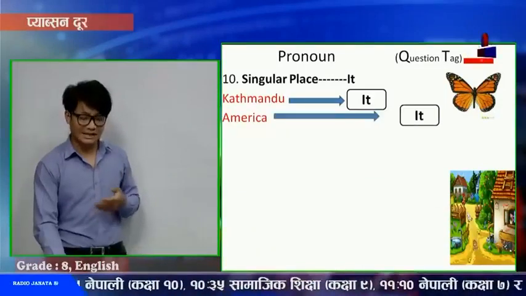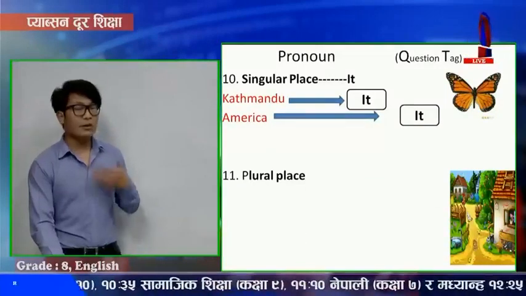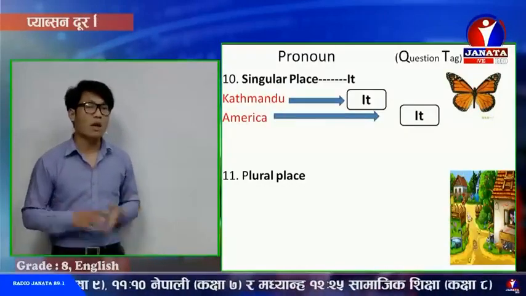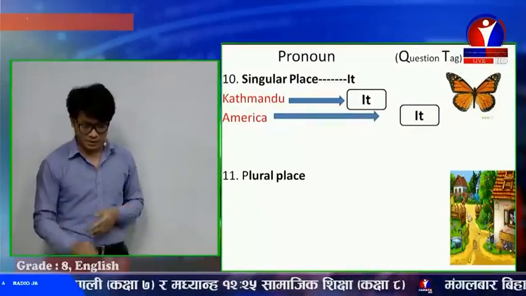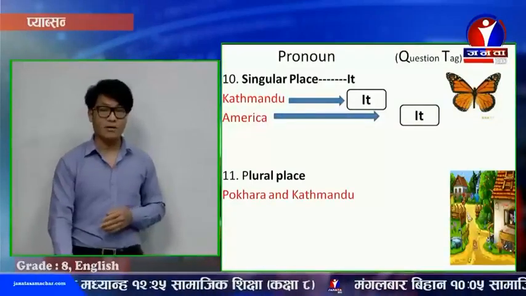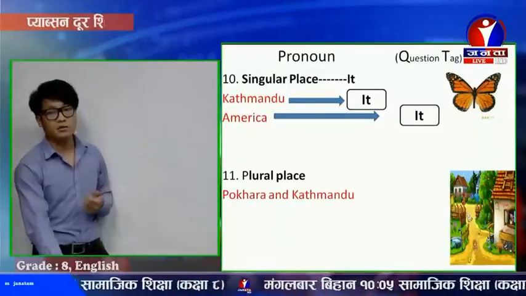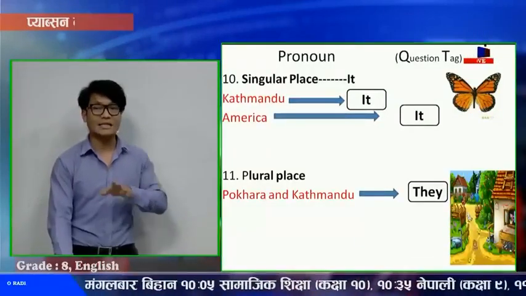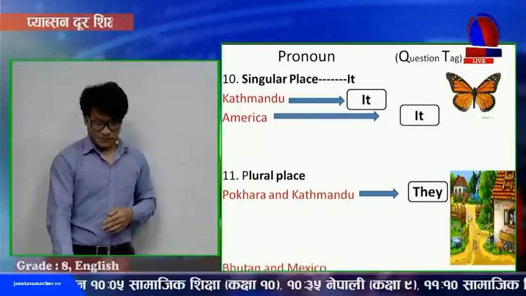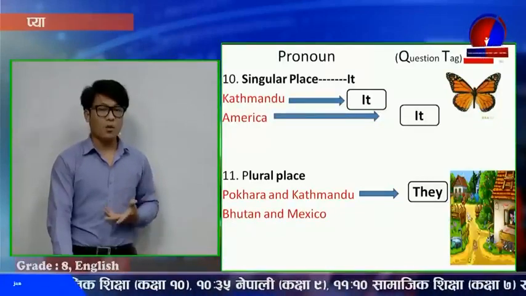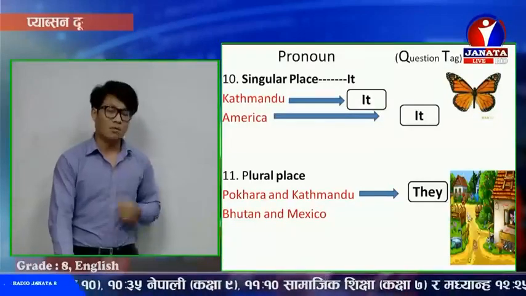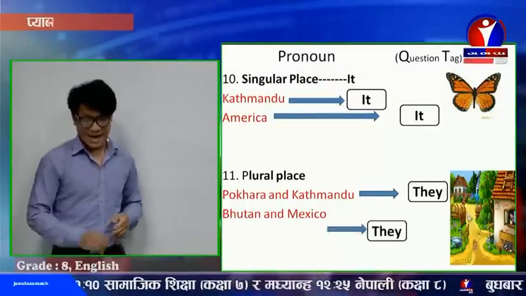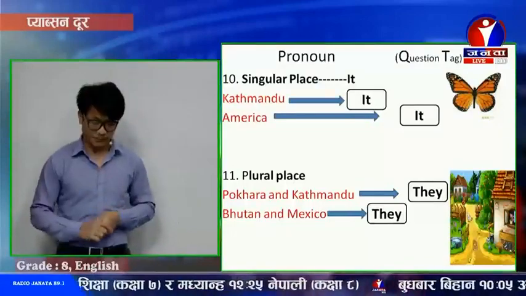America, we use it as the pronoun. Plural places: when there is more than one name of a place, we use they as the pronoun. Like Pokhara and Kathmandu. Here there are two names of places, so we use they as the pronoun. Bhutan and Mexico, here are two names of places. One is Bhutan and the next is Mexico. That's why we use they as the pronoun.